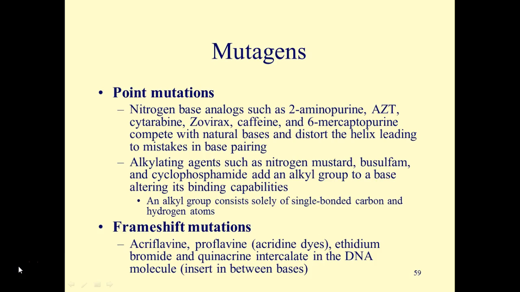So a frameshift mutation can be caused by ethidium bromide, which is commonly used to stain DNA in processes where we want to visualize it in genetic engineering or biotechnology.